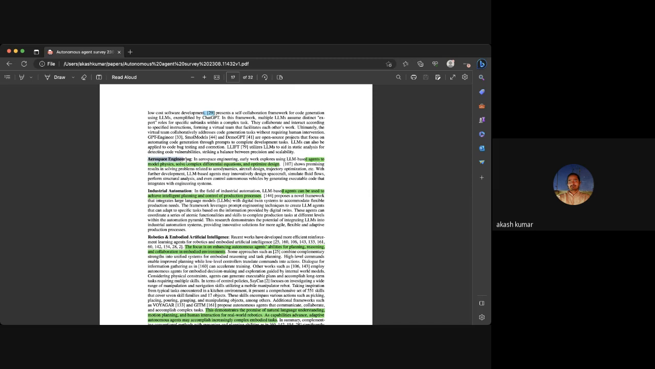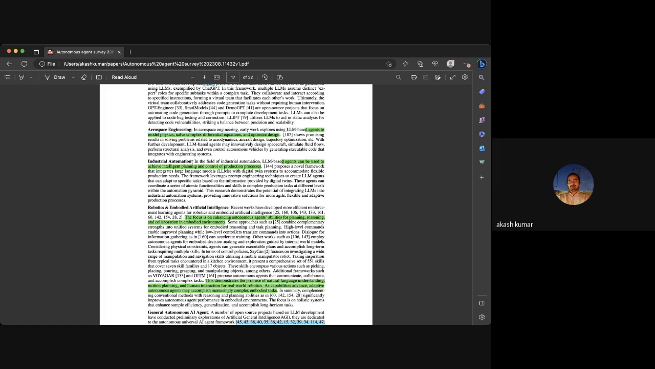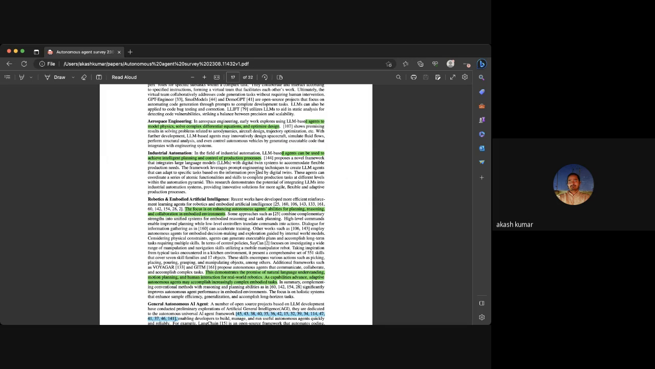Another example is how LLMs are being used in aerospace engineering. These LLM-based agents are being used to model physics, solve complex differential equations, and optimize design. And in industrial automation also, they can be used to achieve intelligent planning and control of production processes. Here they work with the idea of a digital twin. So these digital twins, right?